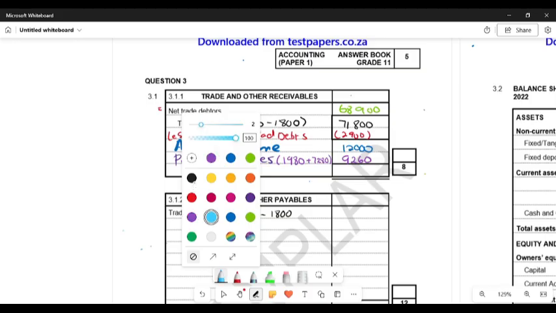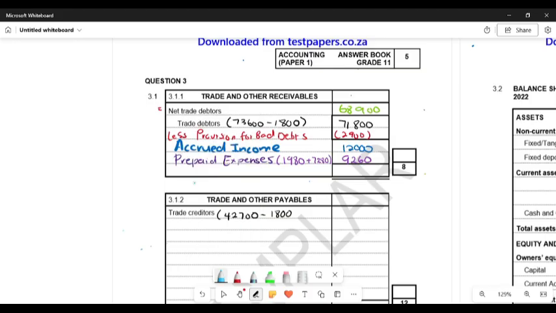Now, what's left for us is to balance this account. So here, what is it that I'm going to take? I'm going to take my net trade debtors, add my accrued income, and add my prepaid expense to get my trade and other receivables balance at the end, right? So 9,260 plus 12,000 plus my net trade debtors of 68,900.